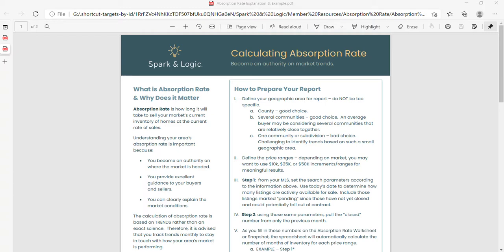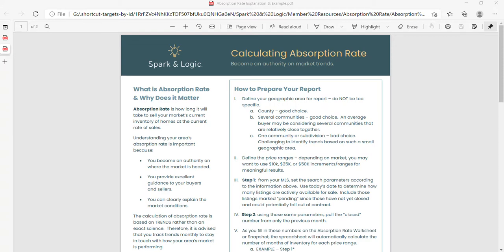You will have received 3 handouts. The first one that I draw your attention to is our information sheet. How do you calculate the absorption rate and why does it matter? First off, we should cover what the absorption rate actually is. It's how long it will take to sell your current market's inventory of homes based on the current pace of the sales. Understanding your area's absorption rate is important for 3 different reasons.